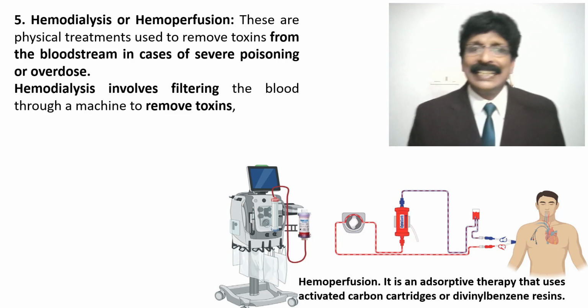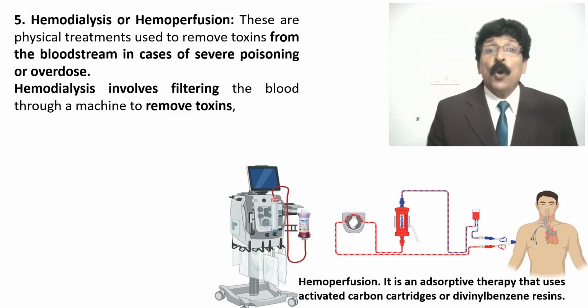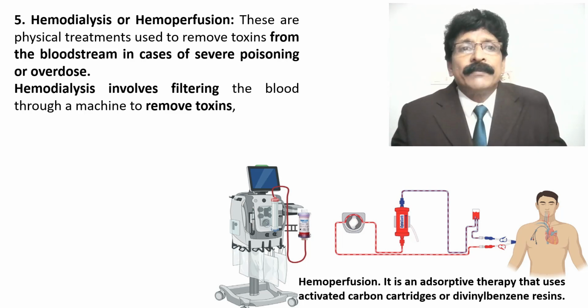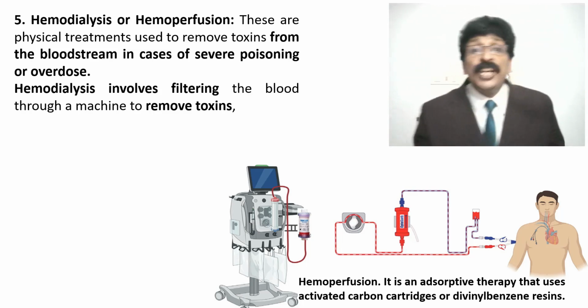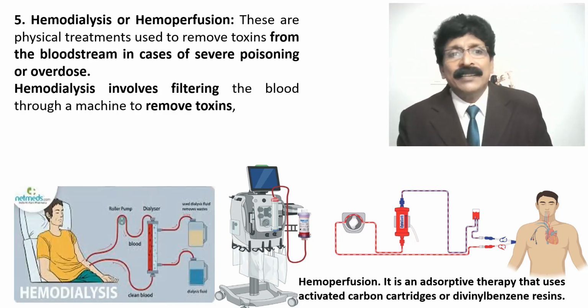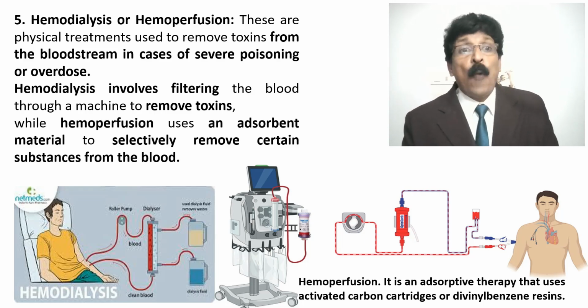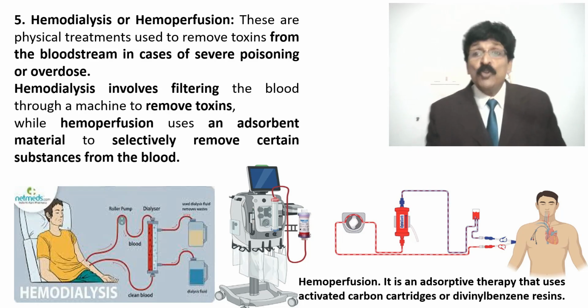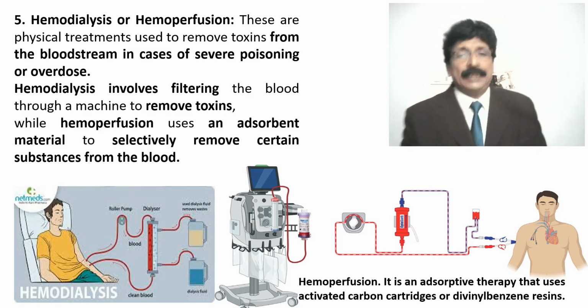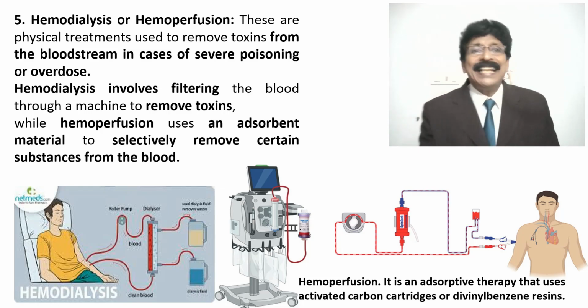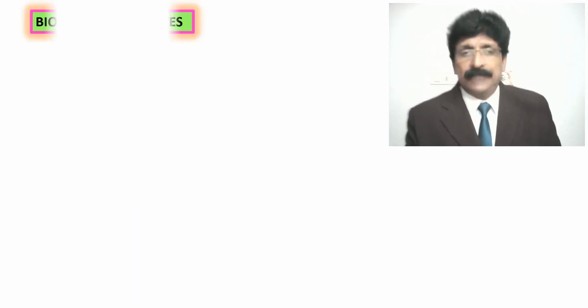Hemodialysis involves filtering the blood through the machine to remove toxins. As shown in the picture, dialysis can be done, while hemoperfusion uses an adsorbent material to selectively remove certain substances from the blood.